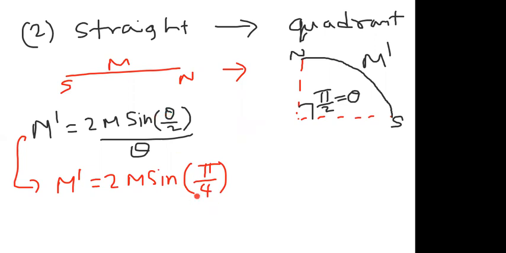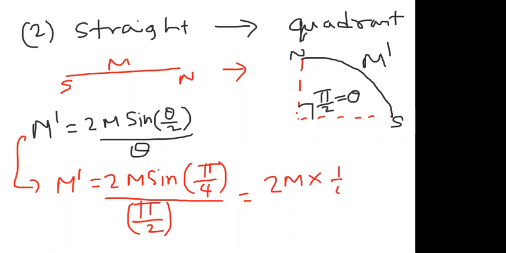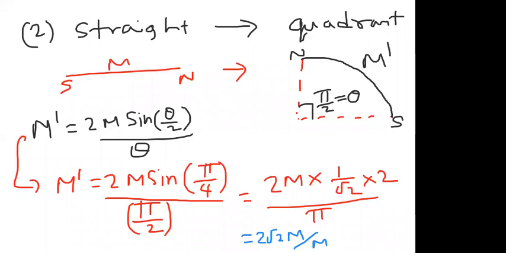Pi by 4. Now, the theta value is pi by 2. So what are we going to get here? Check it out. M dash is equal to, if you substitute this, 2m into sine pi by 4, sine 45, which is 1 by root 2. Here this 2 will go to the numerator into 2 by pi. What is the value of 2 by root 2? Root 2. So I can write finally 2 root 2 m by pi. This is my answer. My answer is 2 root 2 m by pi.